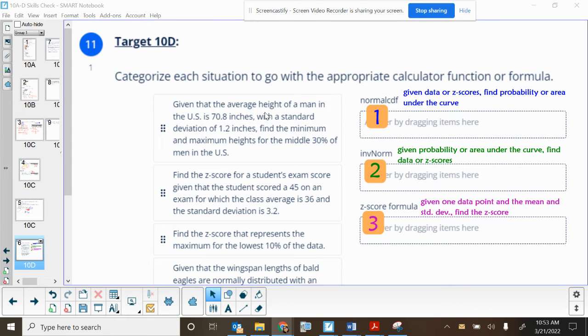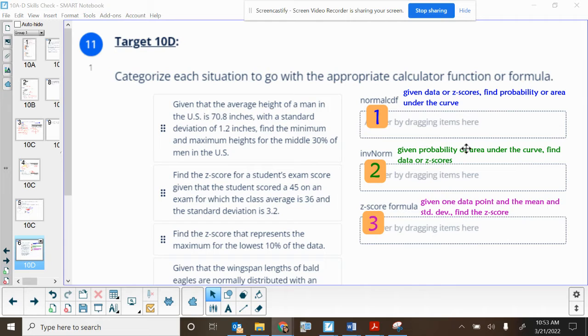For target 10D on the formative, question 11 asks you to categorize each situation to go with the appropriate calculator function. So I just wrote a little note over here about what each function does. Normal CDF is when we have either data, like in a word problem, or z-scores, and we're trying to find probability or area under the curve. They are the same thing.